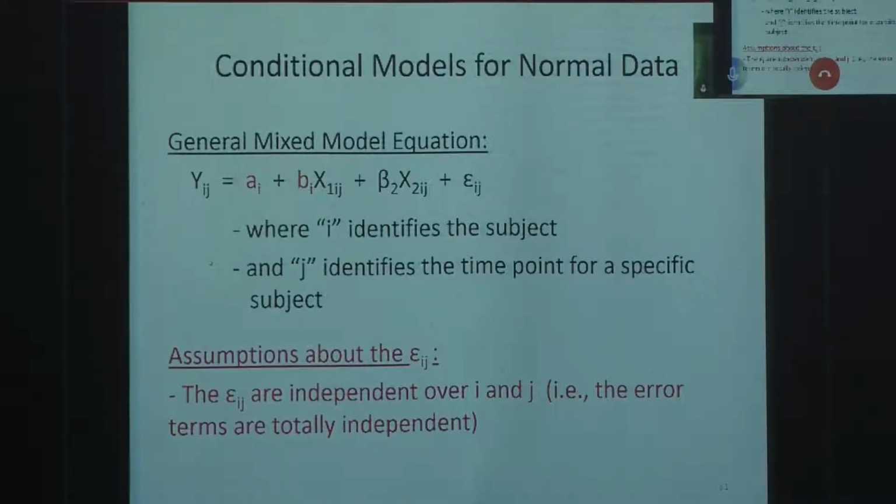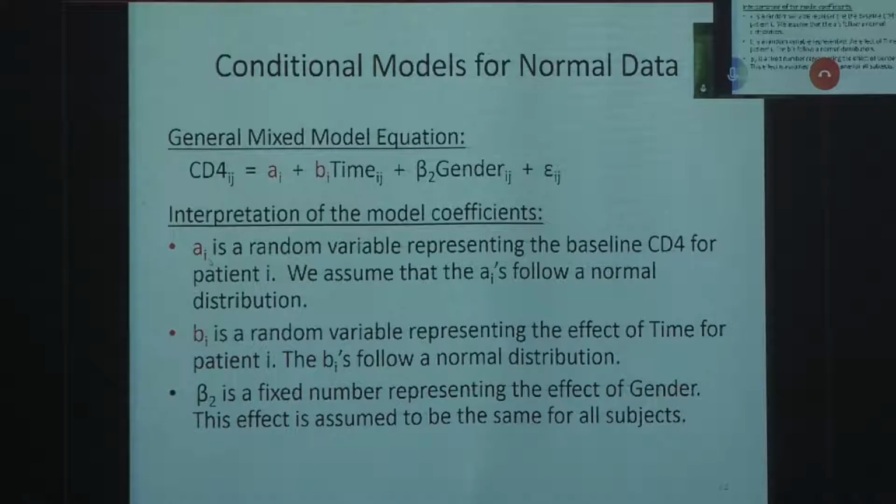And so let me try a couple of times to explain what they represent. A_i is a random variable representing the baseline CD4 count for patient i, and we're going to assume that these A's follow a normal distribution. B_i is a random variable representing the effect of time for patient i, and they follow a normal distribution. Beta 2 is like it was before. It's just the difference between men and women. It has no subscript i. And so instead of alpha naught and beta 1, we have random variables representing the different people in the study.